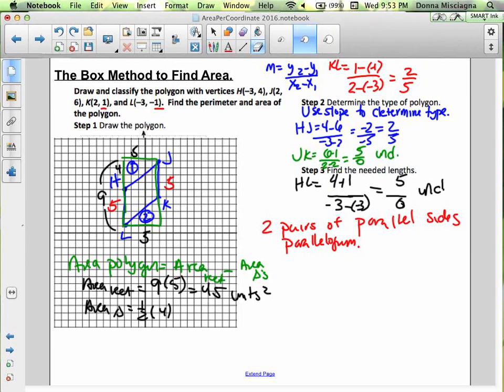So we've got 1/2 times 4 times 5. Right, because this would be the base. This would be the height. So it's going to be 10 units.